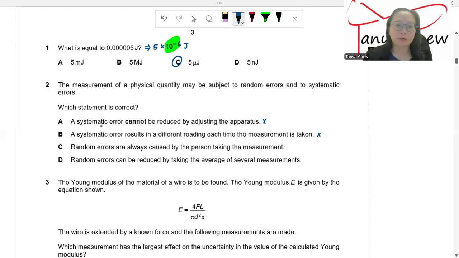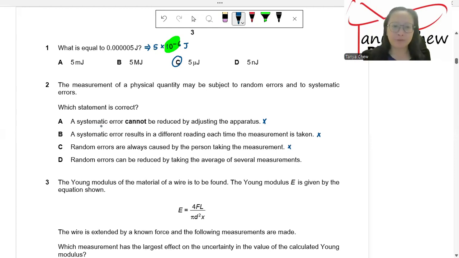C, random errors are always caused by the person taking the measurement. Random, the word says it all. Random means it comes from random directions. You don't know what is the exact cause. So that is why it is not always caused by the person taking the measurement. Maybe it is due to the room temperature suddenly changing or the room pressure suddenly changing. That could be one of the causes of the random error as well. Therefore, C cannot be your answer.